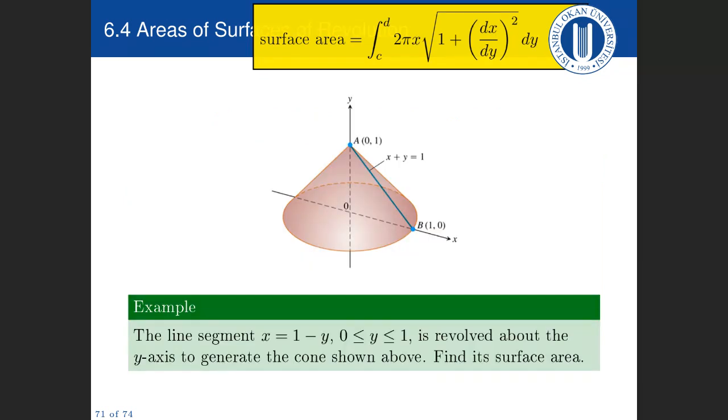For example, the line segment x is equal to 1 minus y for y between 0 and 1 is revolved about the y-axis to generate the cone shown above. Find its surface area. So it's just preparing everything we need, and then it's using the formula in the yellow box.